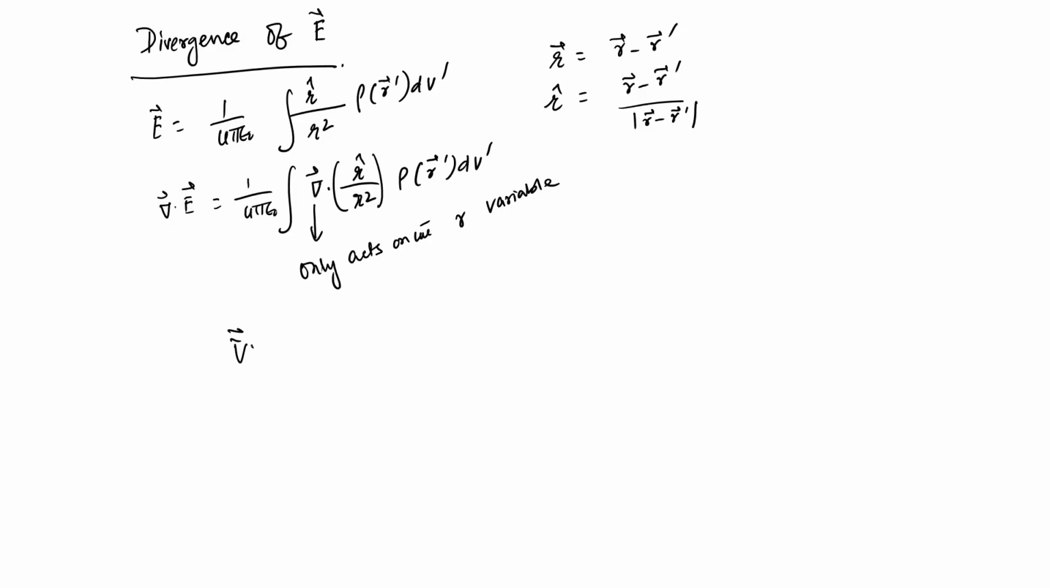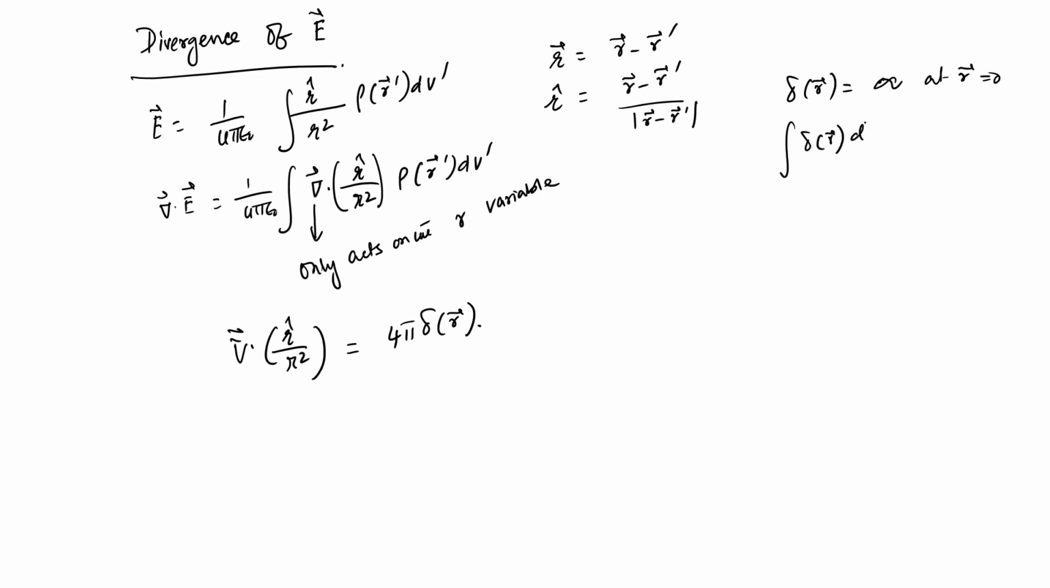So, we have this term which is divergence of r cap by r square. Now, without a proof, I will say that this is the definition of the delta function. So, delta of r is equal to infinity at r equal to 0. At r equal to 0 means x, y, z or r theta phi, whatever you say, it is 0. But the good thing is that it is an integrable function, which means that the integral of delta r d cube r is equal to 1.